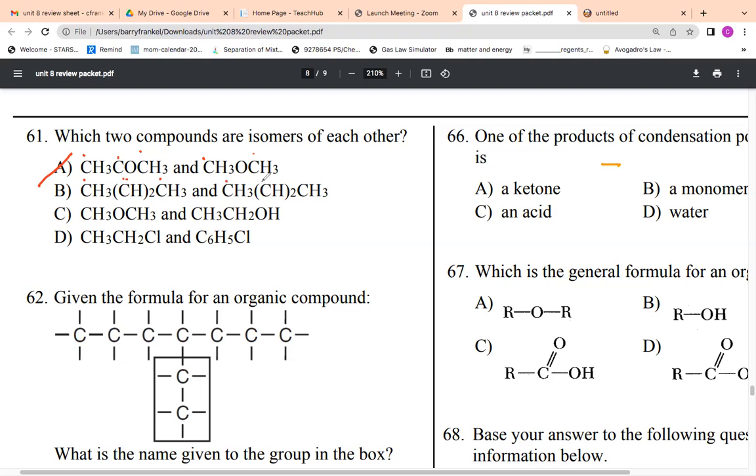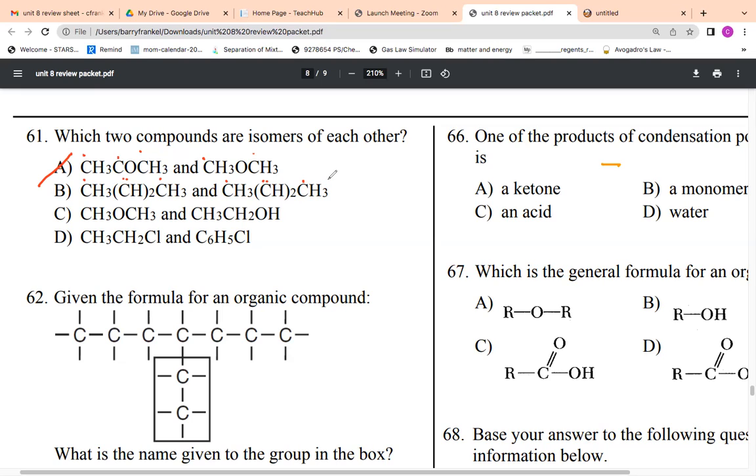Here I have 1, 2, 3, 4 carbons. So the carbons are fine. Let's see how the hydrogens are. I've got 3 hydrogens here, 2 here, that's 5, plus another 3, that is 8. Here, what do I have? I have 3 plus 2, that's 5, plus 3, that is 8.